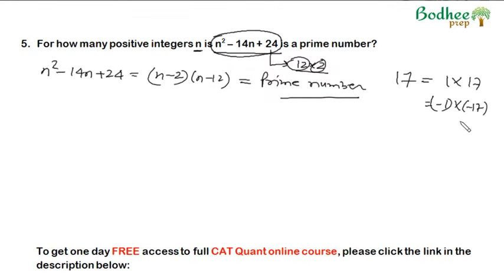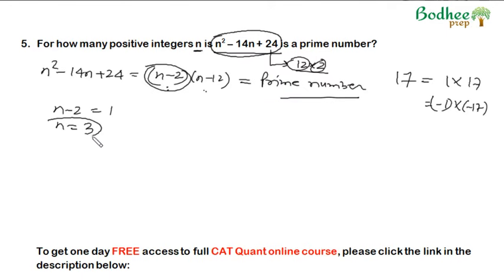Correct? These are the only two ways I can write it. Fine. So what we can see here is that one of these two has to be either 1 or minus 1. Right? So let us start with this. If I assume that n minus 2 is equal to 1, then the corresponding value of n has to be 3.